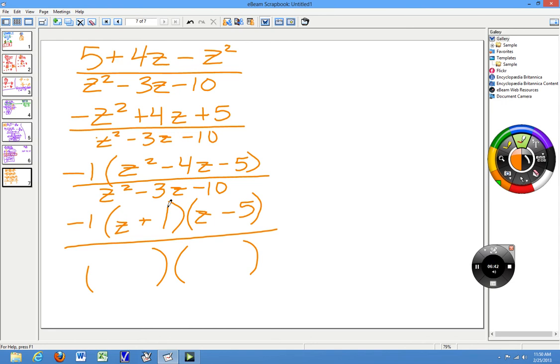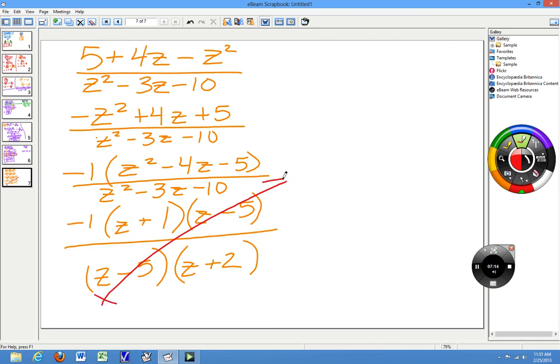Okay, and now my bottom, who can help me, has to multiply to make a negative 10 and add to make a negative 3. What do you think, Tessa? Negative 5 and 2. A negative 5 and a positive 2. So we have a z minus 5 and a z plus 2. What do we see? What do you see, Hunter? An equivalent form of 1. Okay, which is? Z minus 5. Okay, so there's our 1.